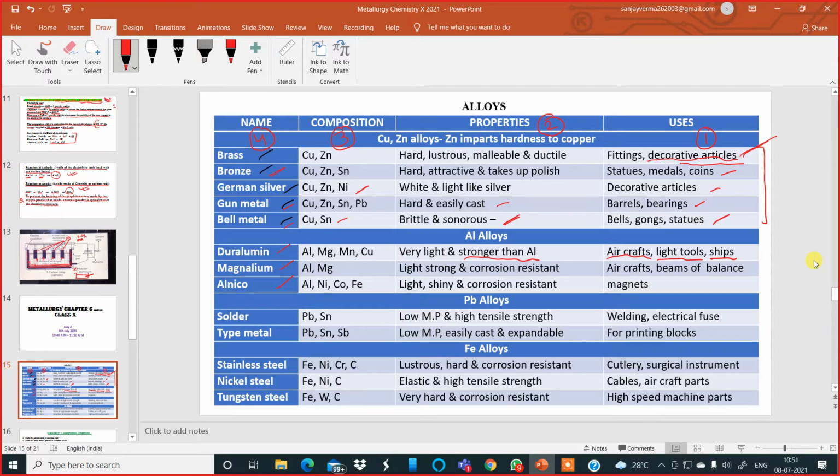So every alloy you learn from the uses. Start with the uses. I can ask the question, name the alloy which is used to make aircraft, light tools and ships. So it has to be only duralumin. But if I ask, name the alloy which is used to make aircraft or beam balance, that time it has to be magnesium. Magnesium consists of only aluminium and magnesium. It is light, it is strong, and it is resistant to corrosion.